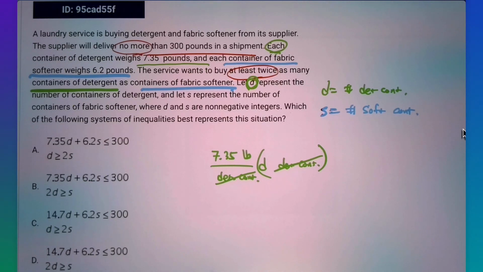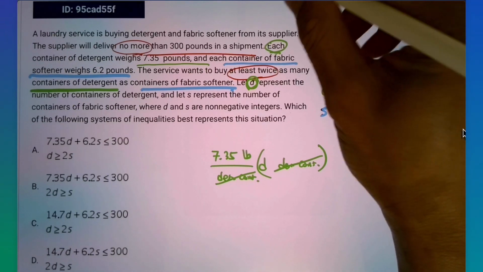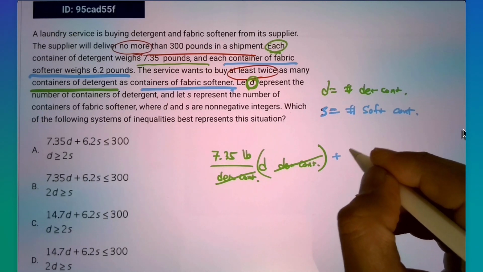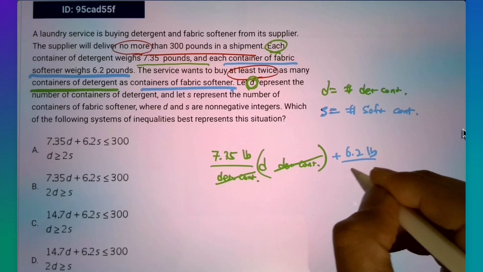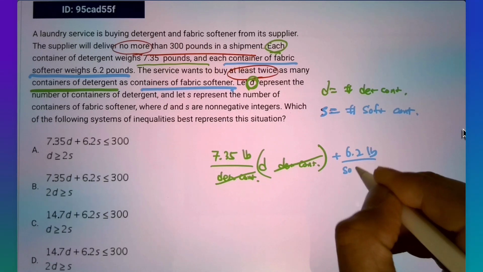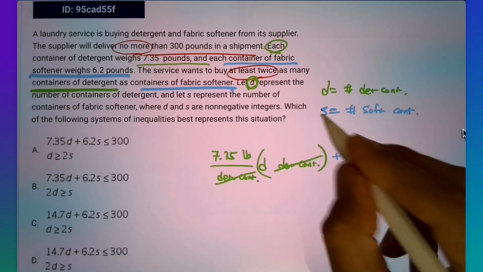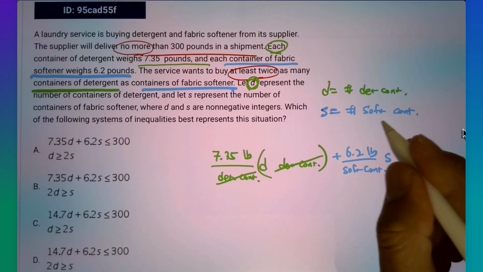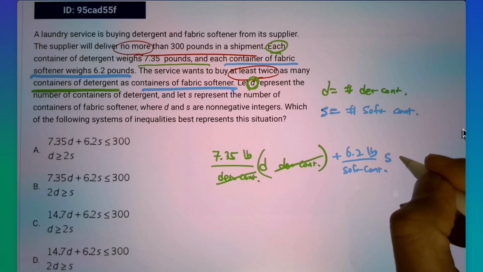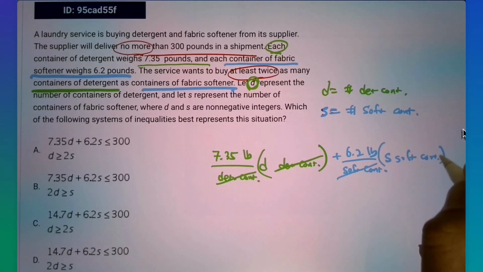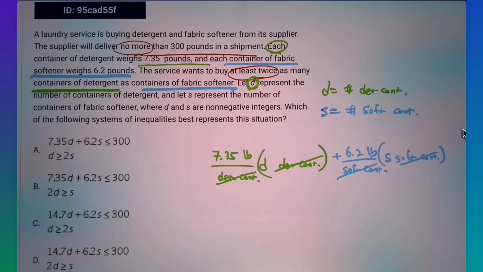And we do the same thing for the softener. For the softener, it weighs 6.2 pounds per softener container. Because we declared the variable as the number of softener containers, you can multiply it and then cancel out the undesired unit.